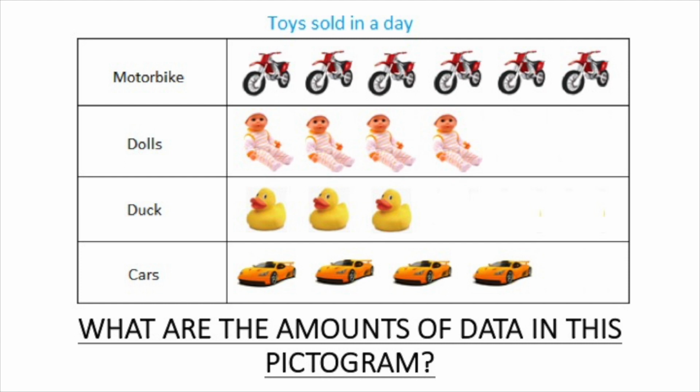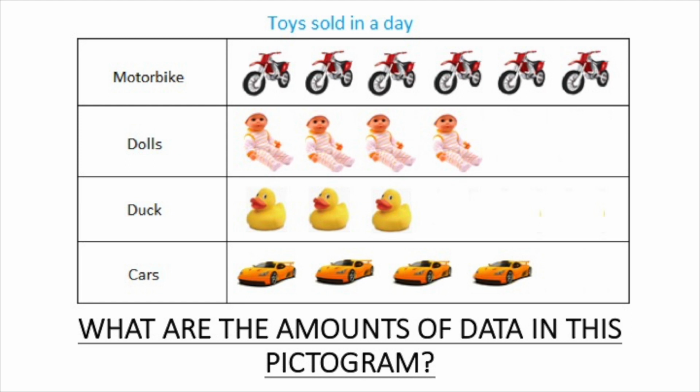1, 2, 3, 4, 5, 6. Well done. 6 motorbikes. But how many dolls? 1, 2, 3, 4. And how many ducks? 3 ducks. You can see by counting the pictures. And how many cars? 4 cars.